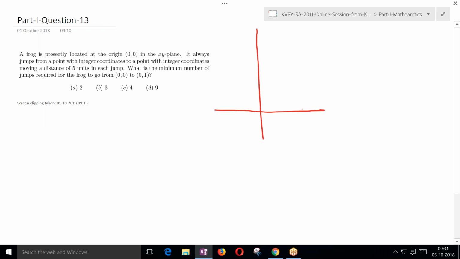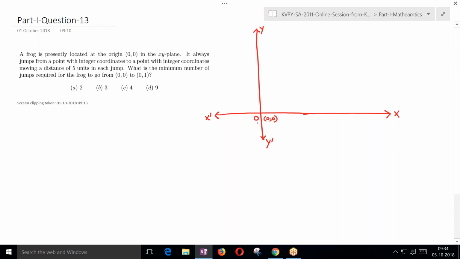Sorry, let me draw it properly. So let's assume this is the x-axis, positive direction. This is the negative direction of the x-axis. This is the positive direction of the y-axis. This is the negative direction of the y-axis, and the origin. It says that a frog is presently at the location 0, 0. This is 0, 0.